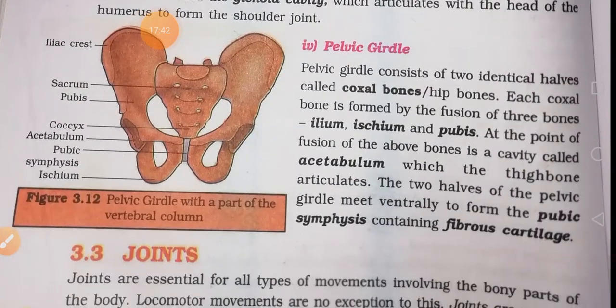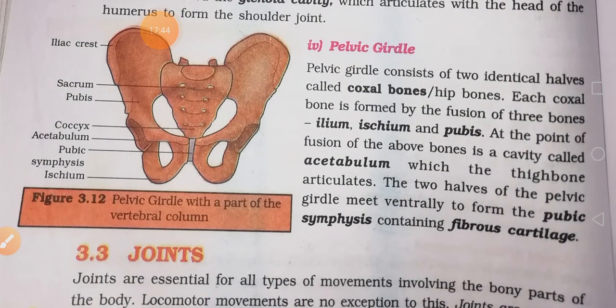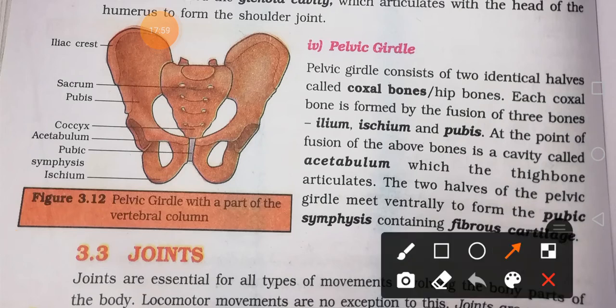Okay, next one is the pelvic girdle. The pelvic girdle consists of two identical halves called coxal bones or hip bones. Each coxal bone is formed by the fusion of three bones: ilium, ischium and pubis. I will show you. This is the ilium, this is the ischium, this is the pubis. You got it?